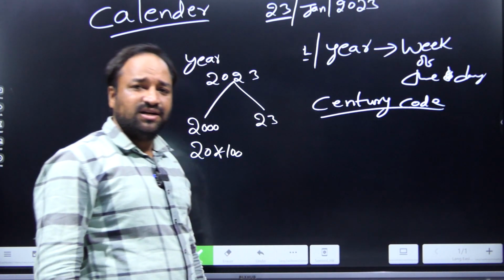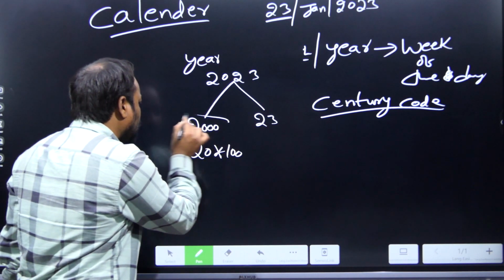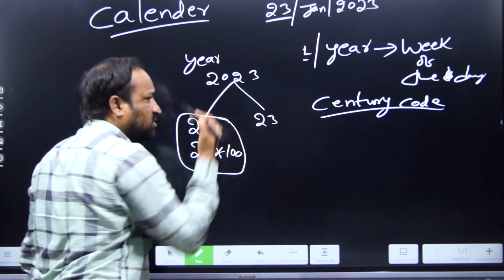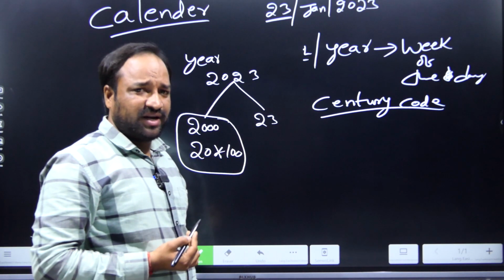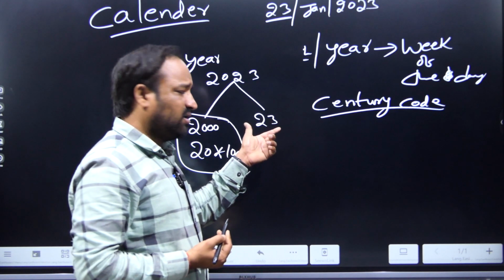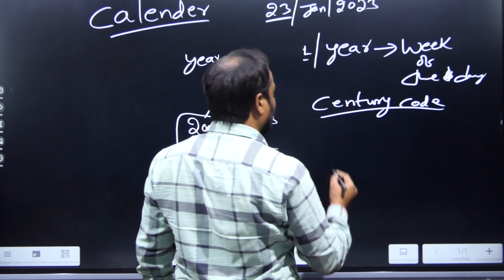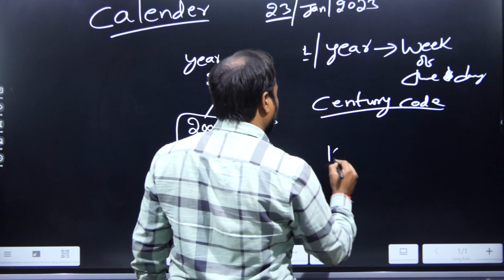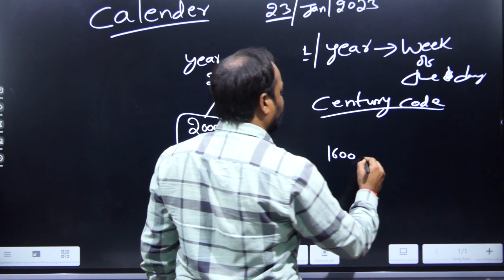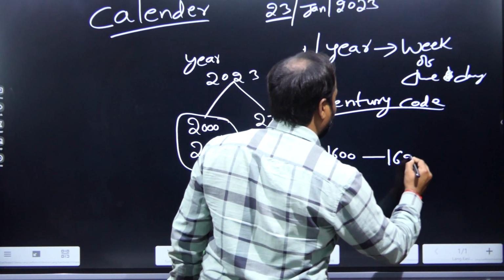Now we are taking century code. We are solving only the 2000. That's it. We are not solving about the 23 years. We will deal later regarding the 23 years. So here century code. The year I am starting with 1600 to 1699.